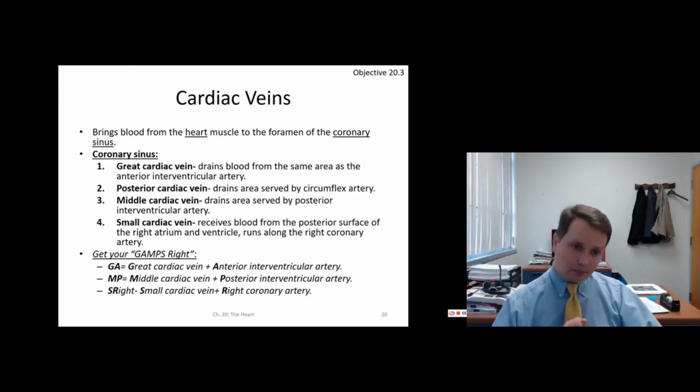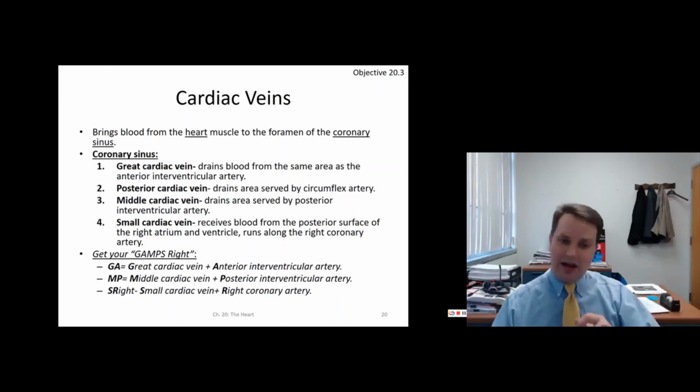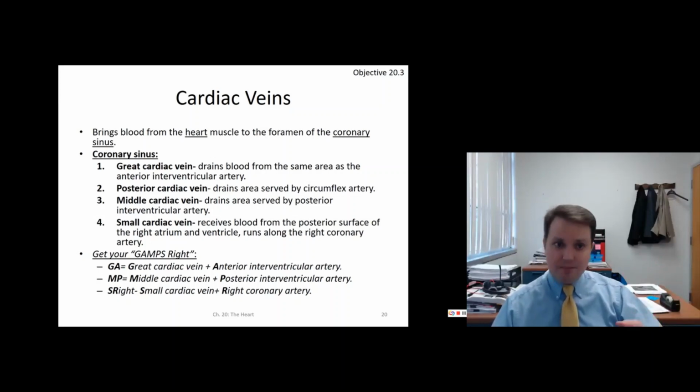Now, GPMS is all the branches of the coronary sinus. Not a great mnemonic that I have there for that one yet, but GAMPS right is going to help us understand that each vein drains the same area as the arteries that provide it. The GA in GAMPS stands for the great cardiac vein and the anterior interventricular artery.